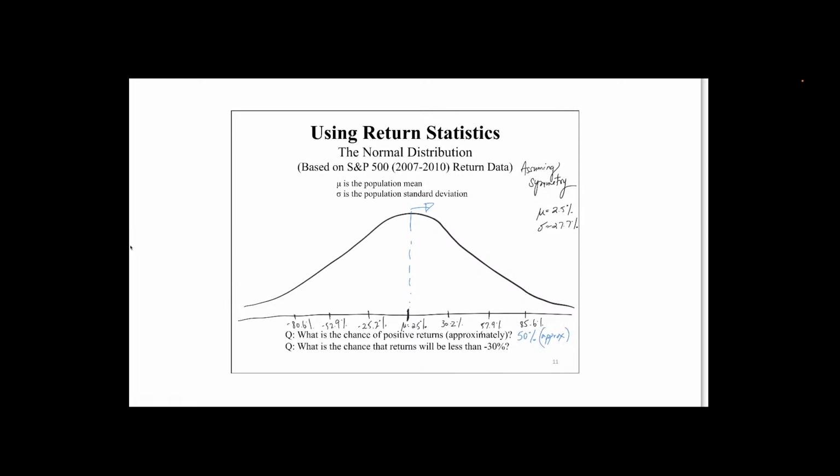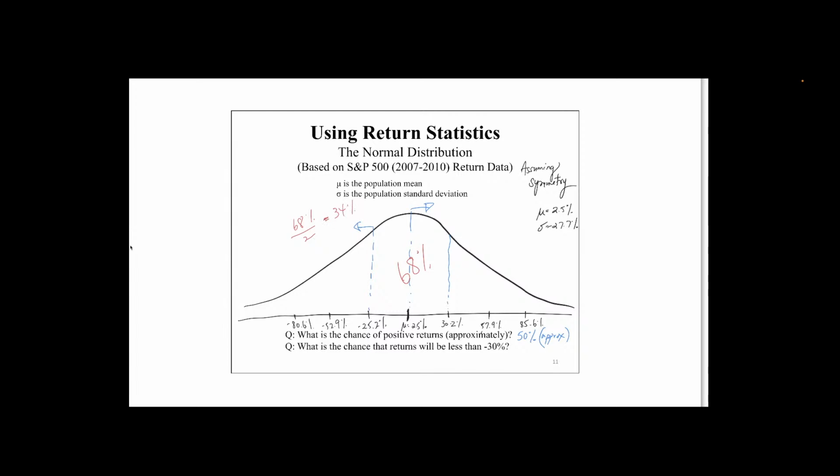What is the chance that returns will be less than negative 30? I'll use this one here to estimate that. And we know at 1 standard deviation, between 1 standard deviation are 68% of the observations, right? So then that means on just one side, it's 68 divided by 2, or 34%.